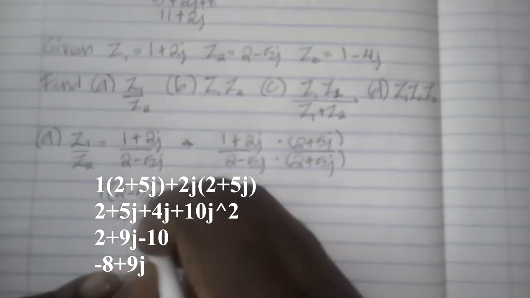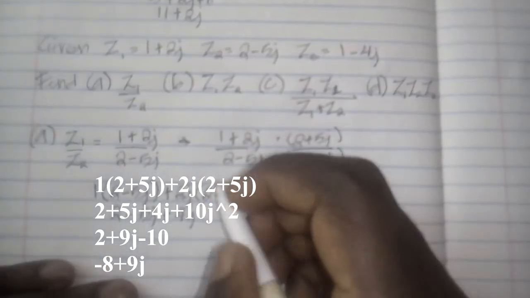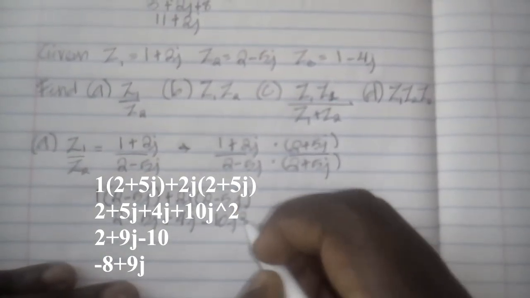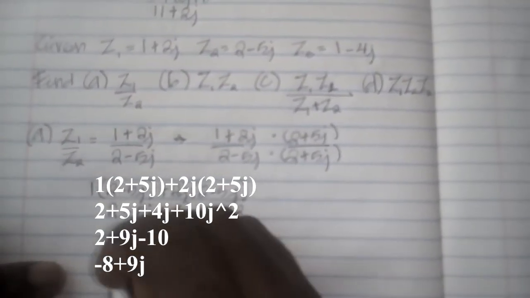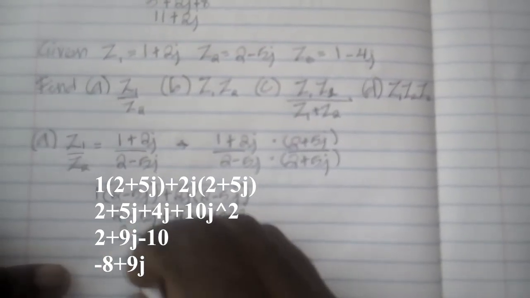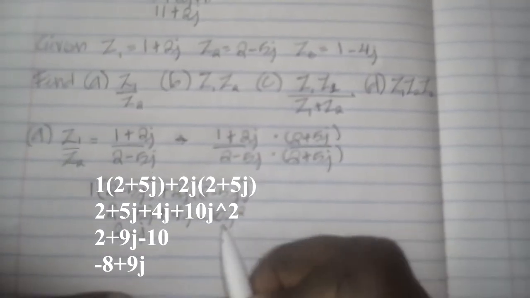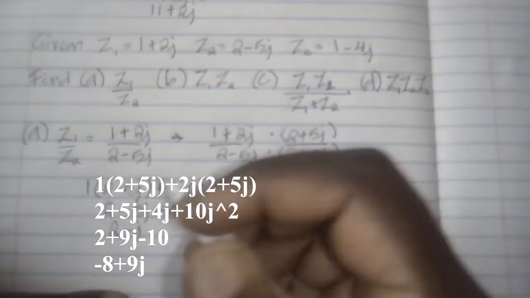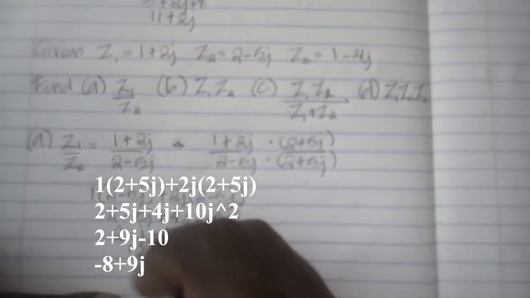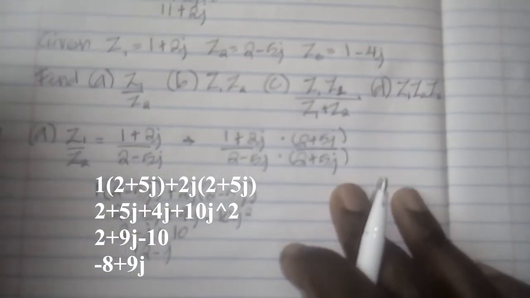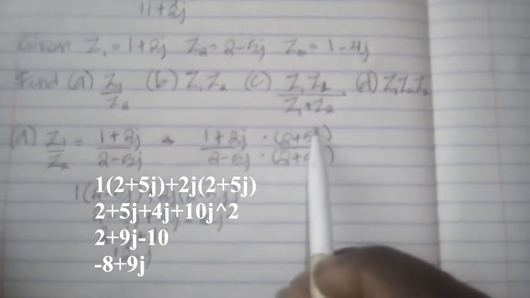This will be 2 minus 5j plus 4j minus 10j squared. Now simplify. 2 minus 5j plus 4j is minus j, and minus 10 times j squared is positive 10, because j squared is minus 1. So this reduces to 12 minus j. 10 plus 2 is 12, then we have minus j. So that's the numerator.